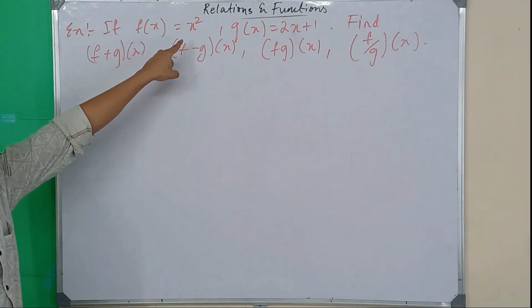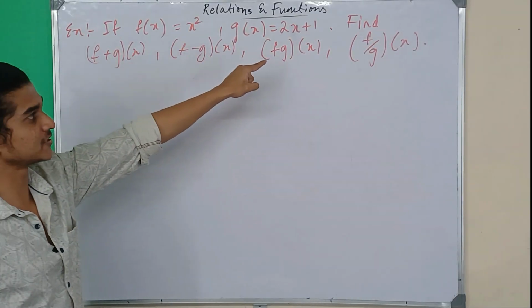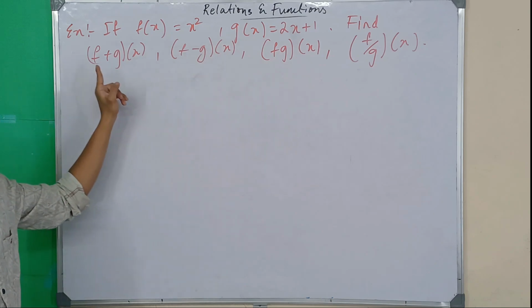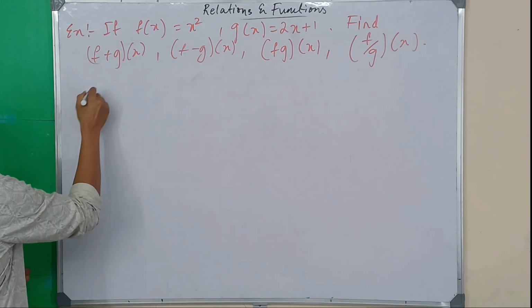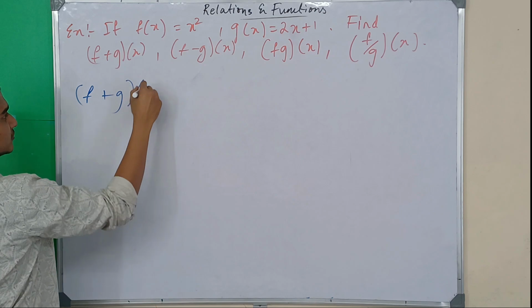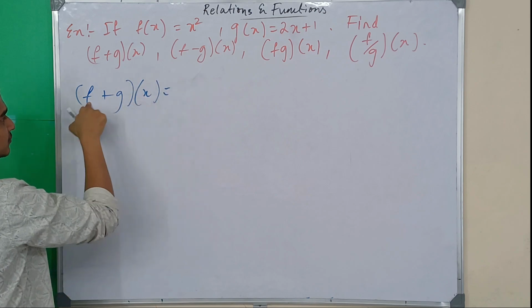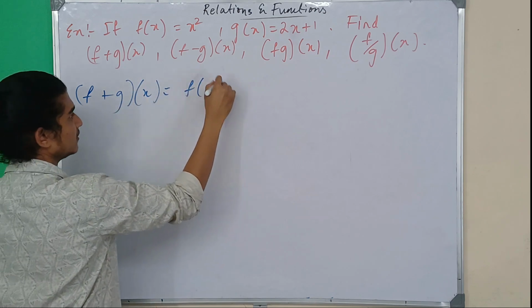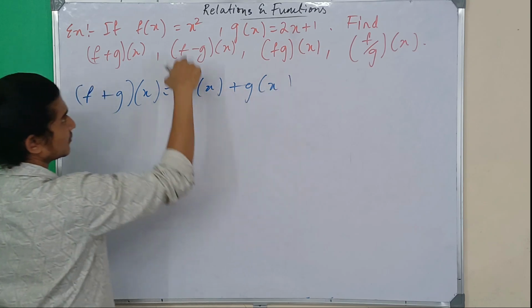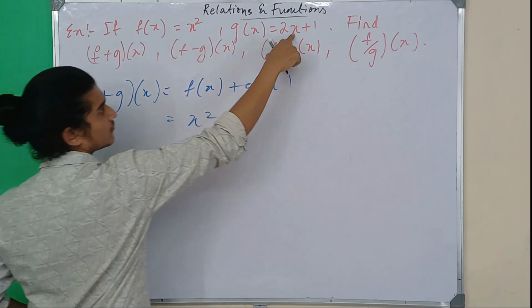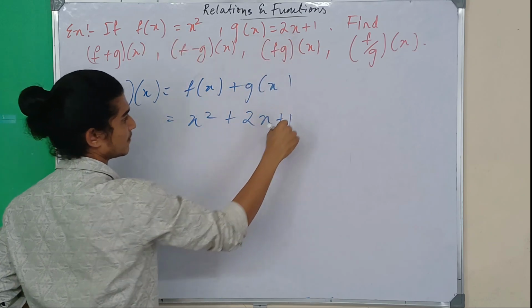If f of x equals x square and g of x equals 2x plus 1, we're supposed to find all these things. So let's find the first one, which is f plus g of x. Use the formula, which is this into this, this into this. So f of x plus g of x. What is f of x? f of x is x square, g of x is 2x plus 1. So this is the first answer.